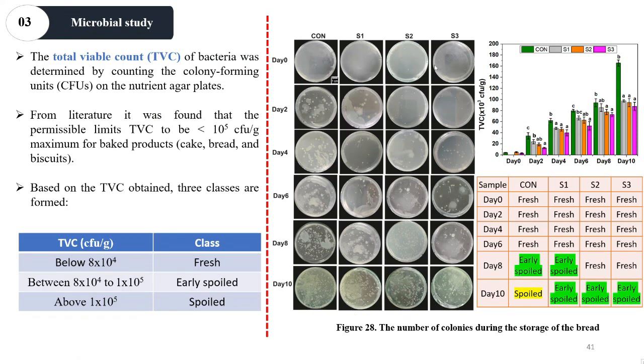Here are the microbial culture plates shown to you. If you look into this table, in the control sample at day 8, the sample is getting early spoiled, and at day 10, the sample is completely spoiled. In S1, at day 8 the sample is early spoiled, and on day 10 it remains early spoiled. If you look into S2 and S3, at day 8, due to the inclusion of clove oil in higher proportion, the samples remained fresh. However, on day 10, they became early spoiled in nature.